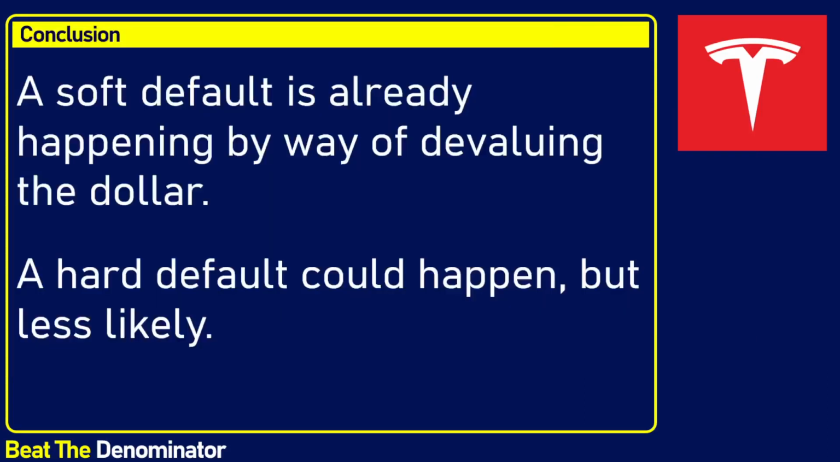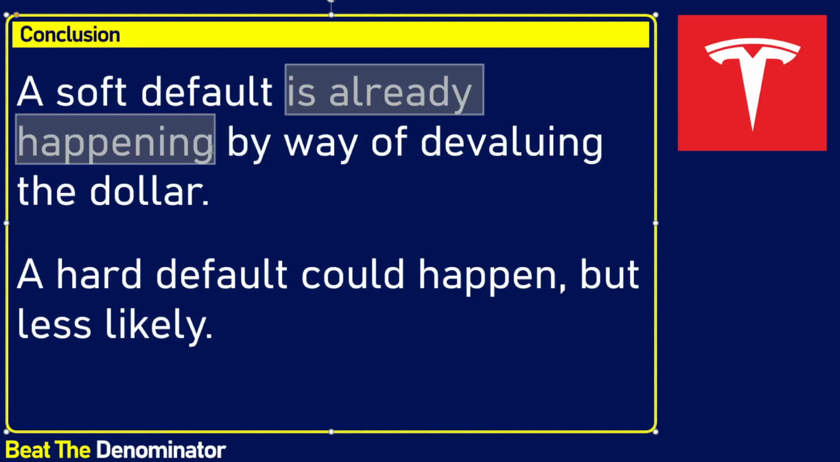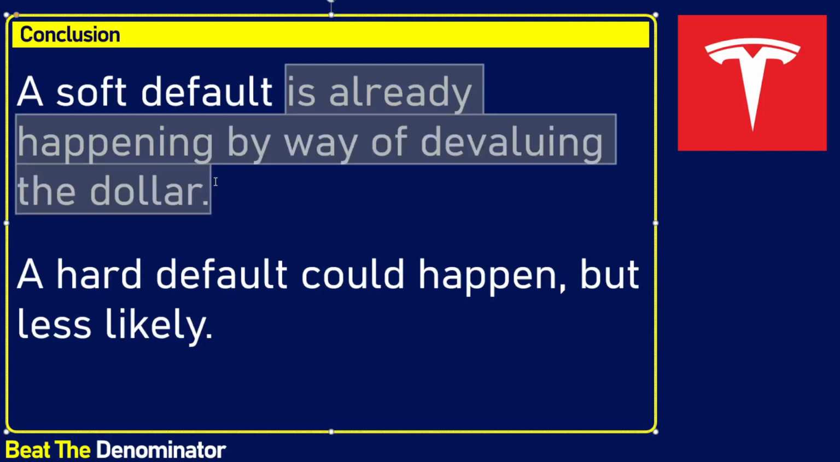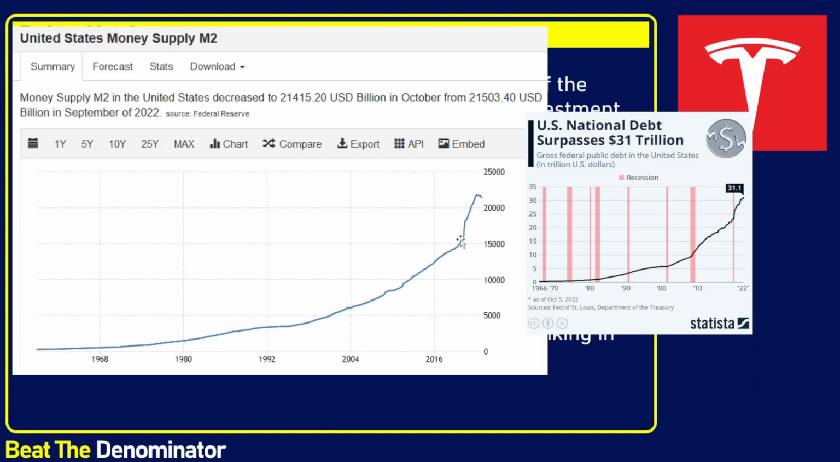That's the reason. So I would argue that a soft default, what I call a soft default, is already happening, and that's happening because of a devaluation of the dollar. That's what happened in 2020, which is why we've had a lot of inflation in asset prices. The inflation in asset prices was not due to supply chain.